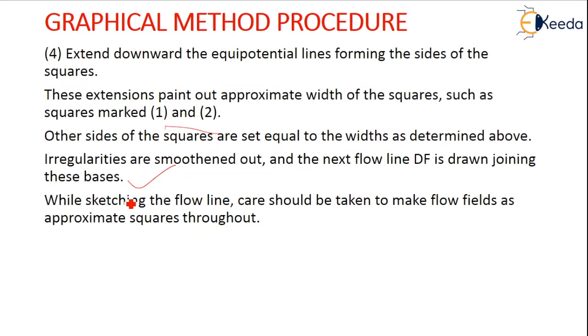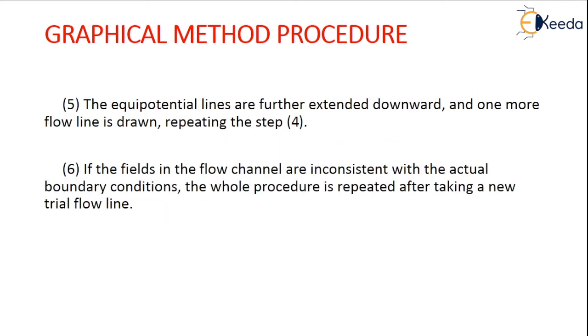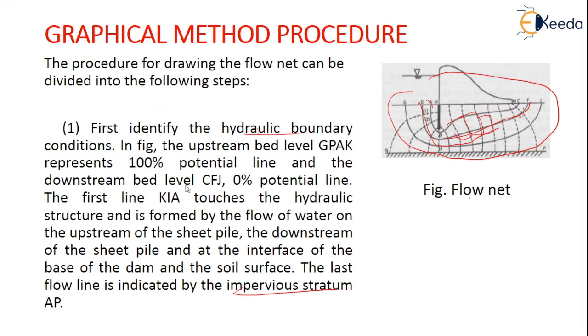While sketching the flow line, care should be taken to make the flow fields approximately squares throughout. We have to make them like these squares. Later on, the equipotential lines are further extended downwards and one more flow line is drawn, repeating step 4. This is the one more flow line. Again, it is forming the base of another square.